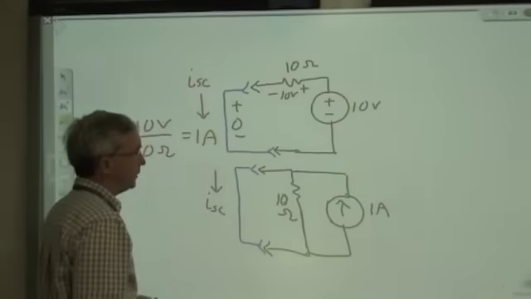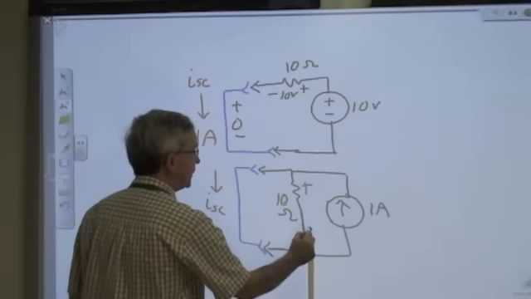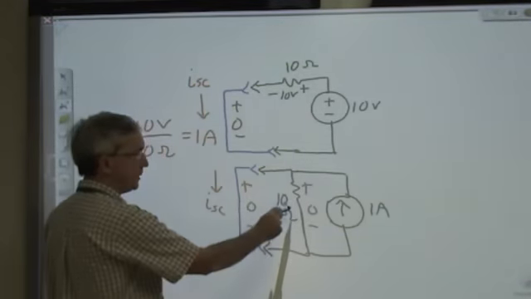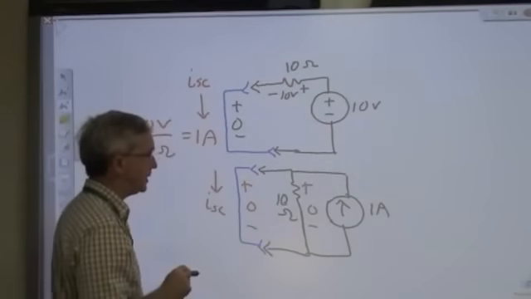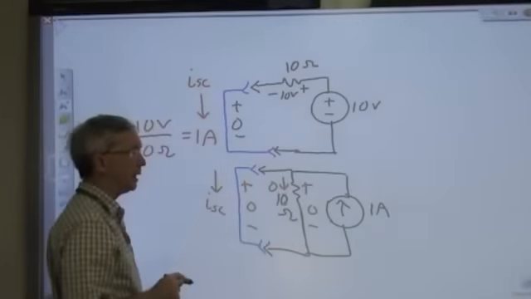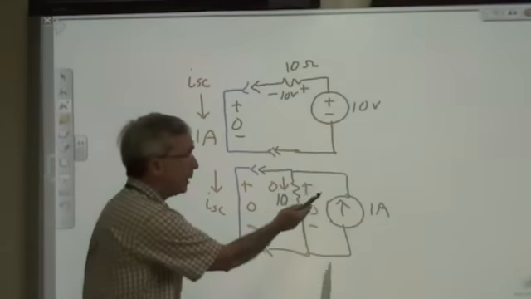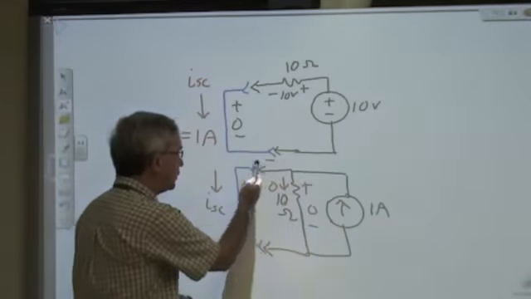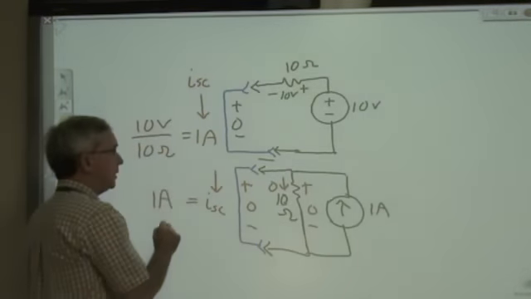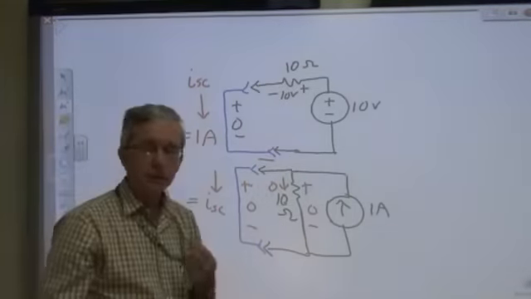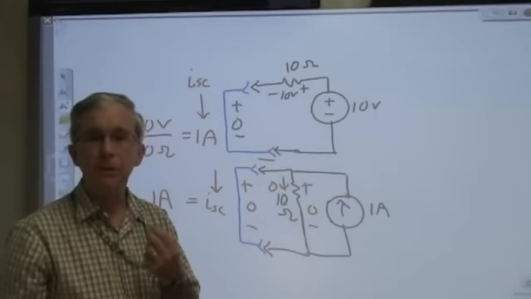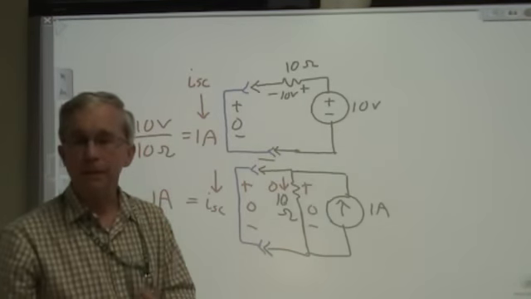Now how does that compare with the bottom circuit? For the bottom circuit, we have 0 volts because of the short circuit, 0 volts across the short circuit. There has to be 0 volts across the 10 ohm resistor. Therefore, by Ohm's law, there's no current flowing through that. So by Kirchhoff's current law, this 1 amp will all go through the short circuit. So this is also equal to 1 amp. Thus, these 2 circuits do indeed have the same short circuit current and the same open circuit voltage. They are equivalent from the rest of the circuit's perspective.